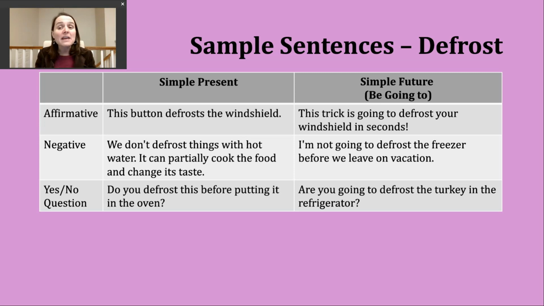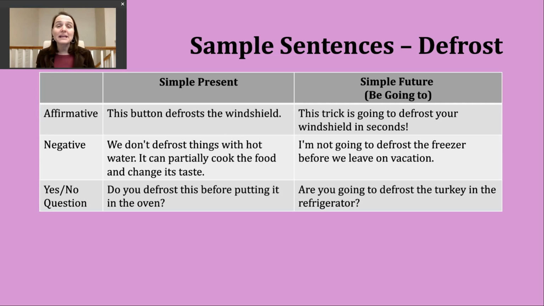Okay. Now, if I want to make a negative simple future sentence using be going to, again, my structure will be subject, and then the form of be that matches, then not, then going to, and the base verb. Here's another example. I'm not going to defrost the freezer before we leave on vacation. Right? So this would very much be a plan. Someone is saying, I am not doing this thing before we leave town, right?